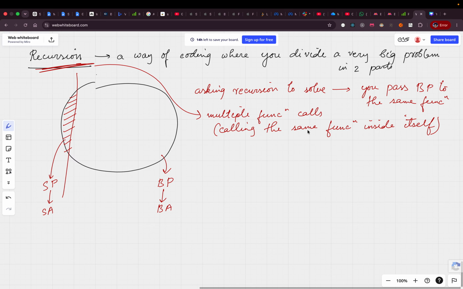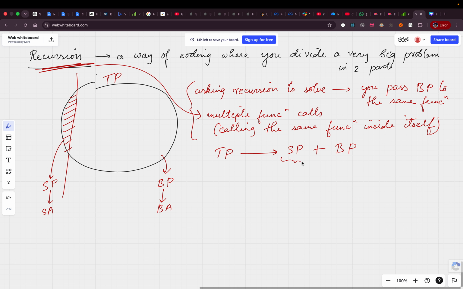So, but don't worry, if you're not able to understand these two lines, don't worry. When we write the code, you will understand. Right now, understand just this much: the gist of recursion is that you have a big problem, a total problem. You divide this total problem into two parts. One is the smaller problem, another is the bigger problem.